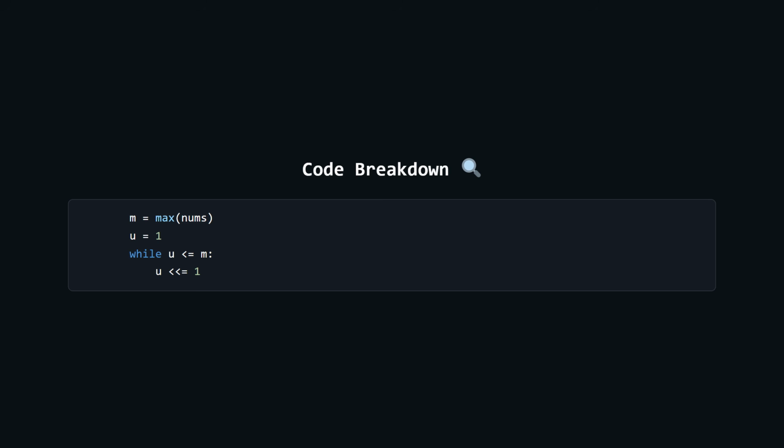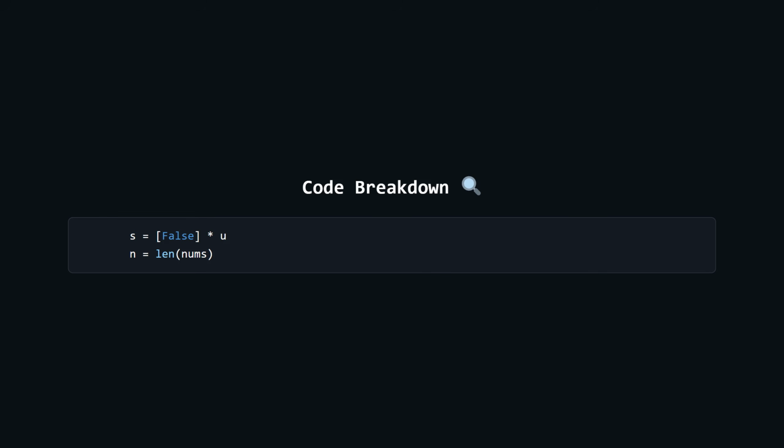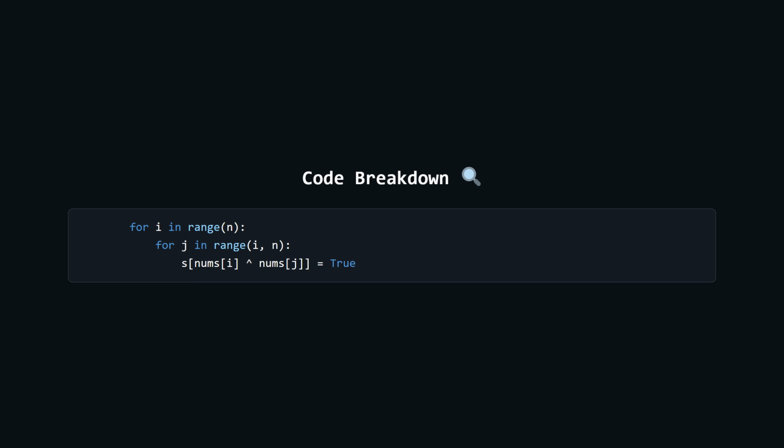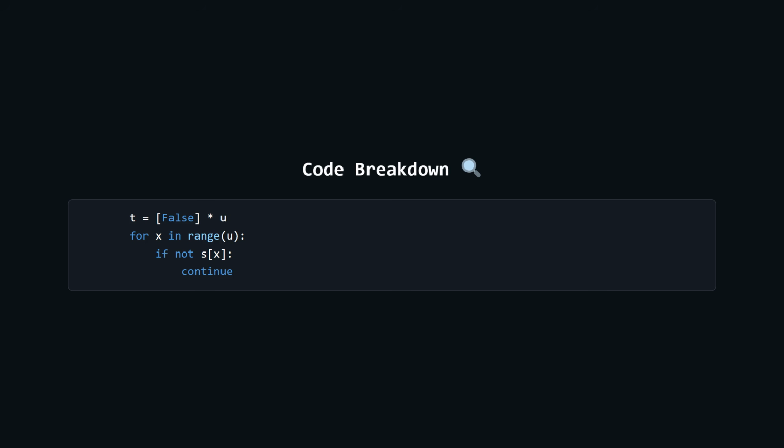First, we find our maximum value and calculate our upper bound, which we will call U. Then we create a boolean array called S, filled with false to store our results. This double loop goes through all valid pairs, using indices I and J, and marks their XOR value as true in the S array. Next, we prepare a second array called T.